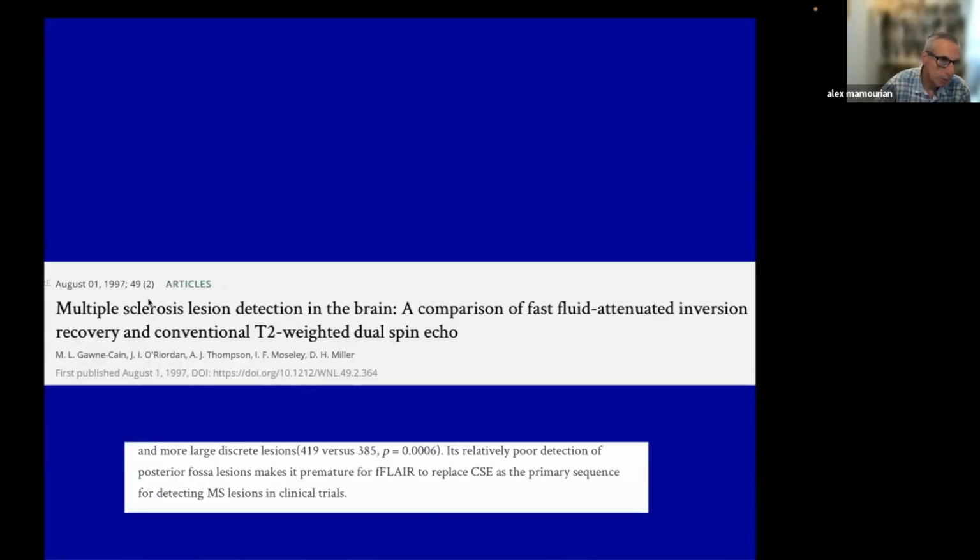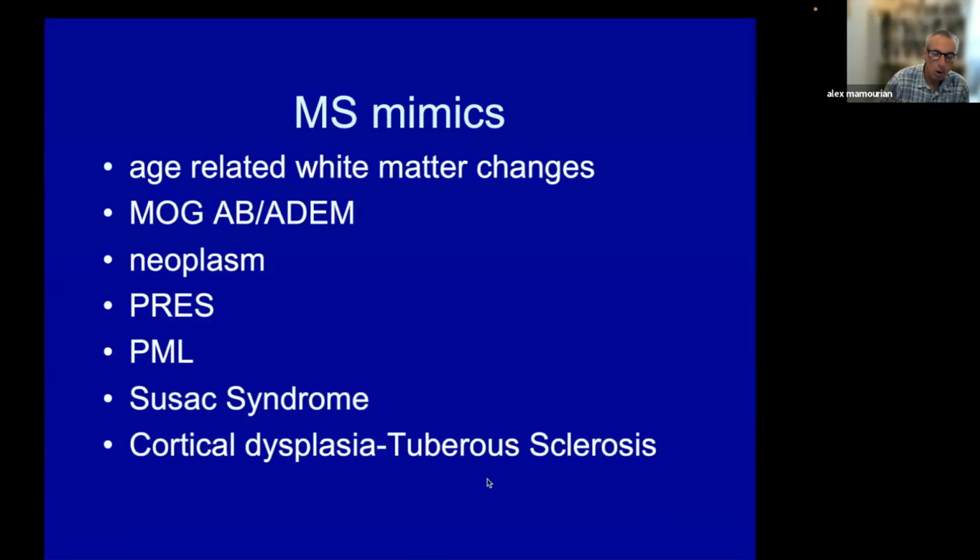And this is a paper from 1997, so this limitation of poor detection of posterior fossa lesions has been well known, and the idea that FLAIR cannot replace, here they say conventional spin echo, but now we use fast spin echo as part of the evaluation of these patients.